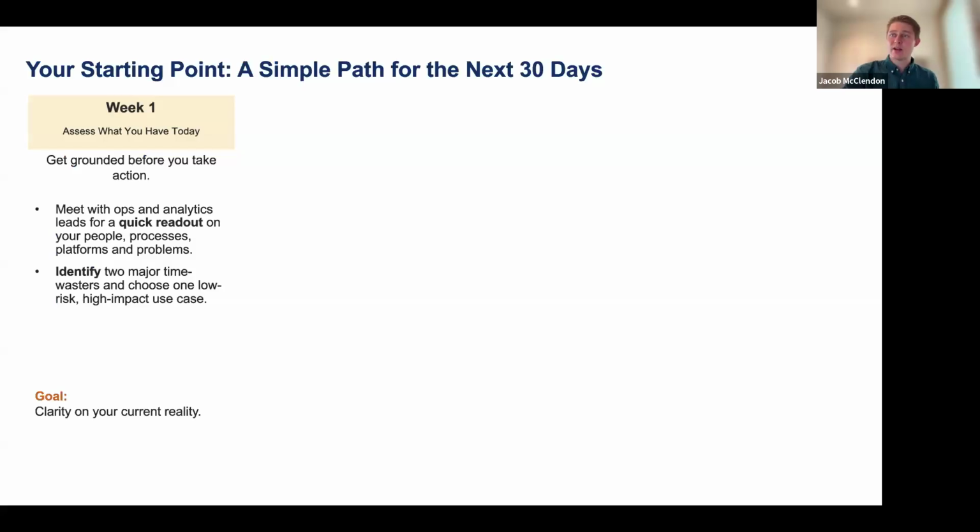From a practical perspective on how you can get there, let's say you're just starting out in that exploring or implementing phase, and you want to be able to kickstart your strategy and your journey. One simple way to do that is really to assess what you have today. The goal is to get clarity on your current reality and really get grounded before you take action. So this looks like meeting with key personnel on your teams to get a quick readout on your people, processes, platforms, and major problems or time sinks across the business. Really, the goal is to identify a couple of these problems and identify a low risk, high impact use case to get a quick win with AI at the organization.